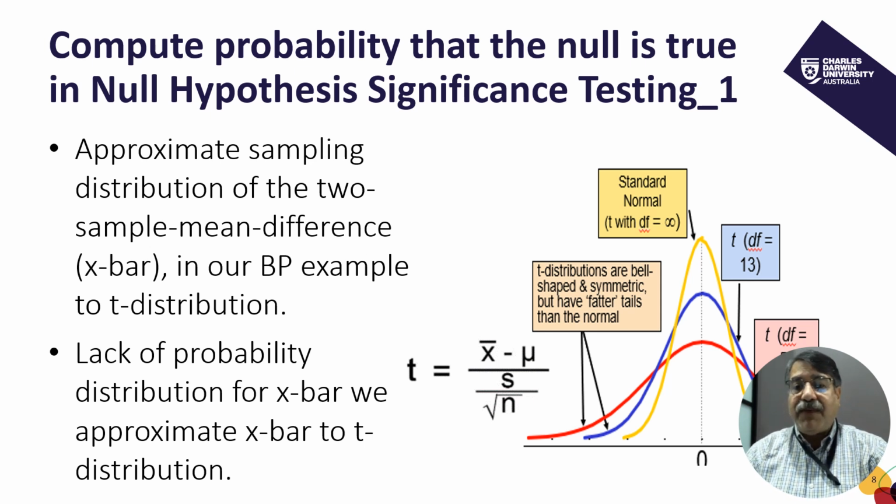Thus, in our example of BP difference between the two groups given two different treatments, we approximate the sampling distribution of the two sample mean difference to the t distribution, and the t statistic is calculated based on the sample mean, sample size, and standard deviation. We make a decision on a chosen significance cutoff level, generally, as I told you, 0.05 alpha. Therefore, by systematically applying hypothesis testing, researchers can draw reliable and valid conclusions from their data, contributing to advancements in medical science and public health.